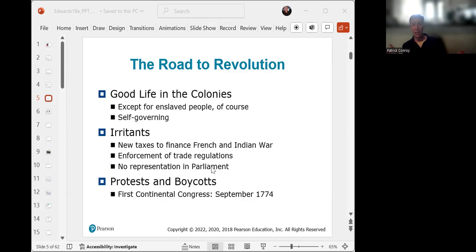There was no representation in Parliament. Parliament had a long history in England. We didn't have any representatives. Not too sure how many we would have had if we had it, but long before the actual revolution, in September 1774, a couple of years really, this was the first time a group got together representing all the colonies. It was the First Continental Congress.